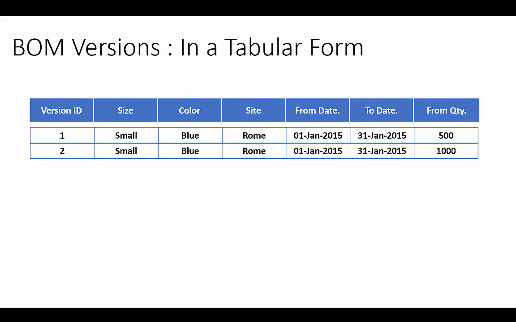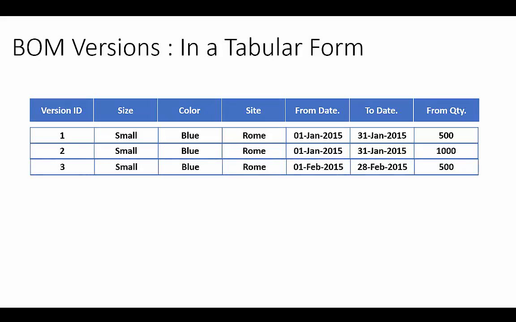When there is an order for less than 500 pieces of bicycle, BOM version 1 will be used. Also notice the date range. BOM version 1 and 2 are only applicable during the month of January. Let us look at BOM version 3. It is identical to BOM version 1 except for the different date range. Version 3 is applicable for the month of February only.